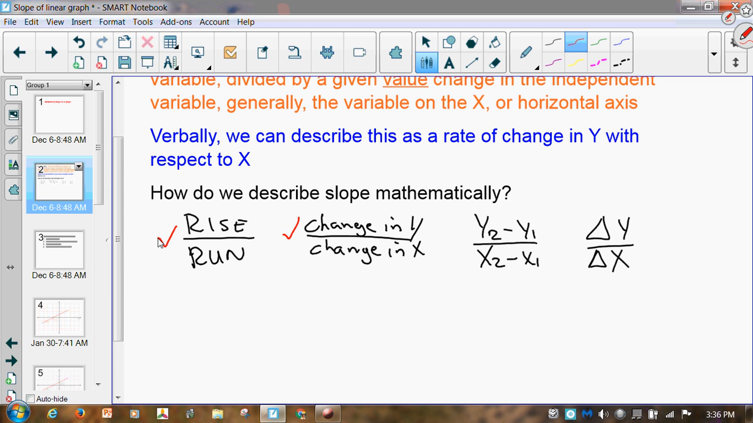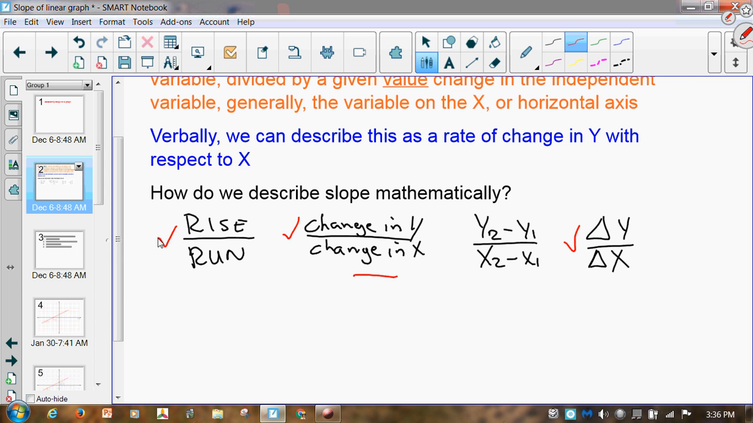Now this can also be described as delta y over delta x. Delta is a Greek letter which in mathematics stands for change. You can see that in other places as well, but it works really great for slope because it's a change. It's exactly the same thing as we had over here. It's the change in y over the change in x.